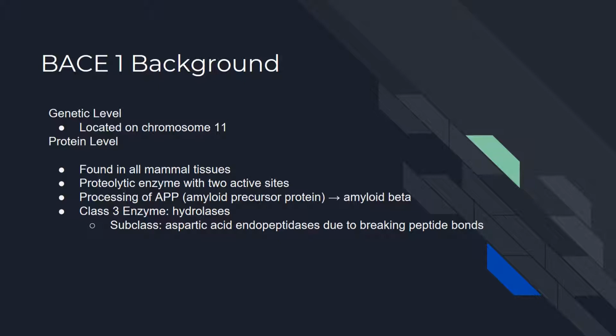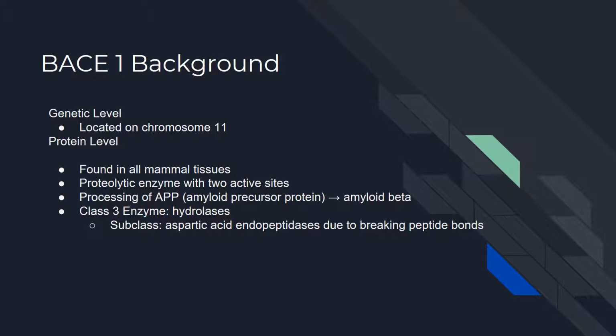It is classified as a class 3 enzyme, which means it is a hydrolase. Its subclass is aspartic acid endopeptidases due to its breaking of peptide bonds. It does have a counter enzyme protein, which is BACE2. However, BACE2 is believed to be mostly astrocytic, which is a subtype of glial cells in the central nervous system, whereas BACE1 is more neuronal.